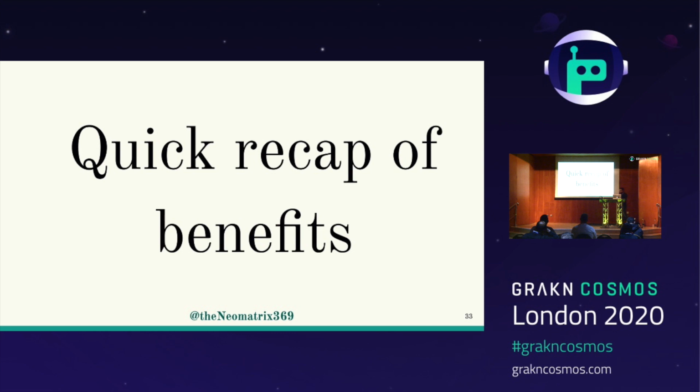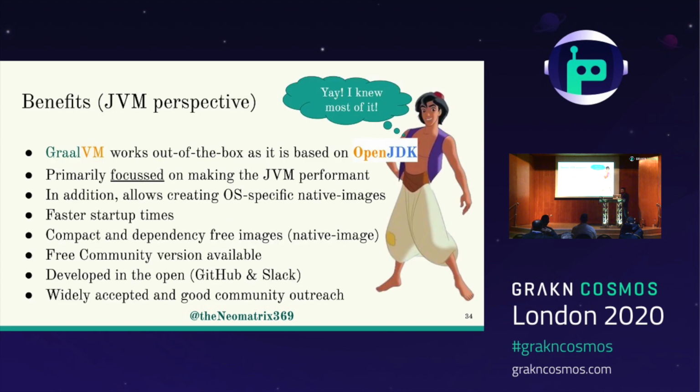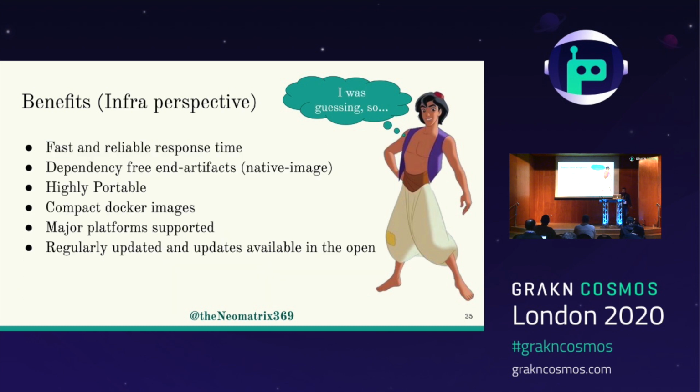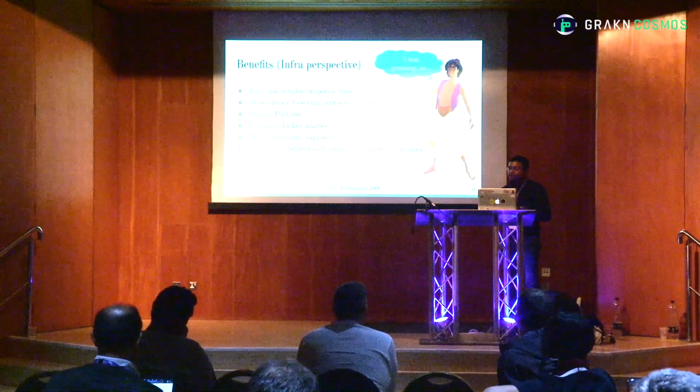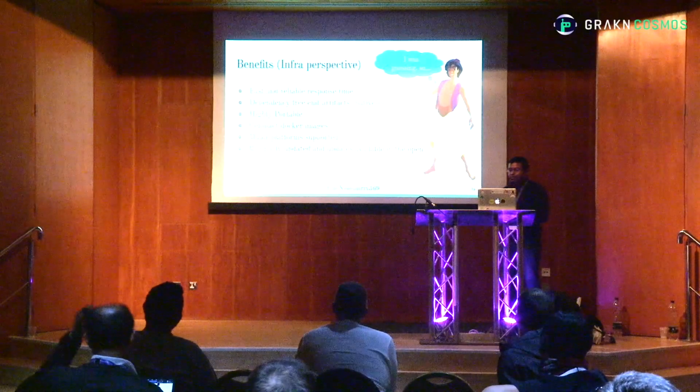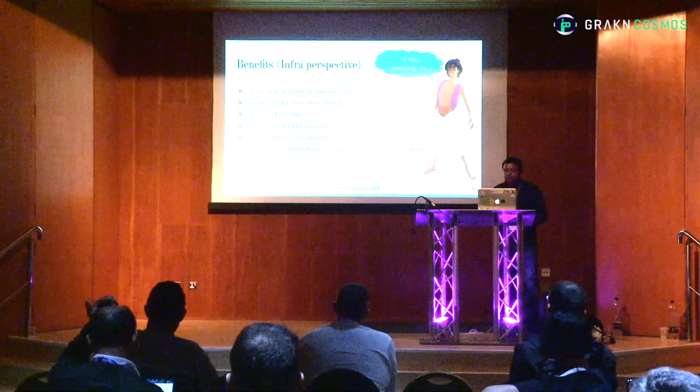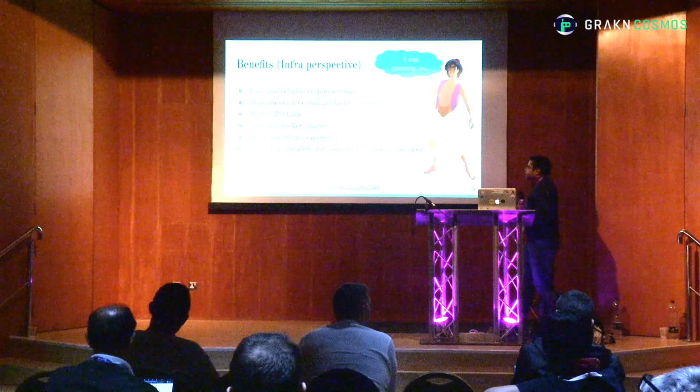So let's recap a little bit about benefits. From the JVM perspective, it works out of the box. It's a performant system. It helps you with faster startup times. It gives you compact dependency-free images. There's a free community version, just like Grakn has a free community version. It's developed in the open source. It's widely accepted and has good community outreach. From the infrastructure perspective, because that's where Al is interested, it actually helps improve your response time, right? Because if your app starts up really quickly and performs quickly on a node of servers, then you're not frustrated with the wait time. It's also dependency-free, the end artifacts are easy to port and create Docker images from, multiple platforms are supported as well, and there are regular updates available for this.